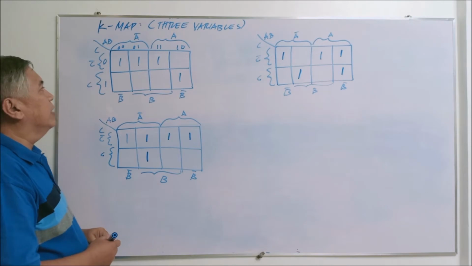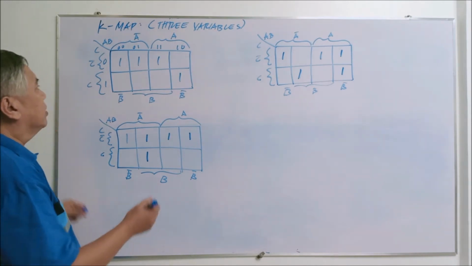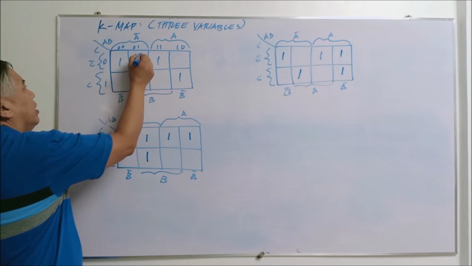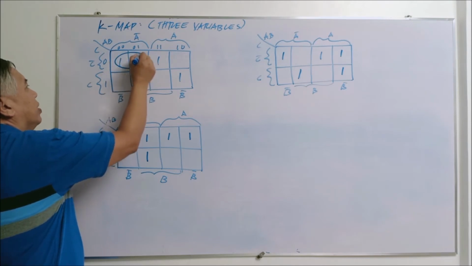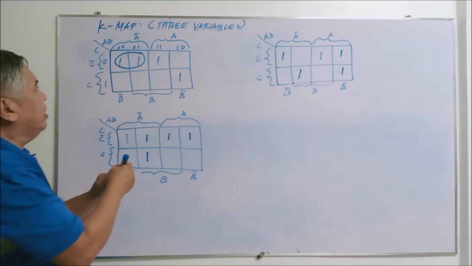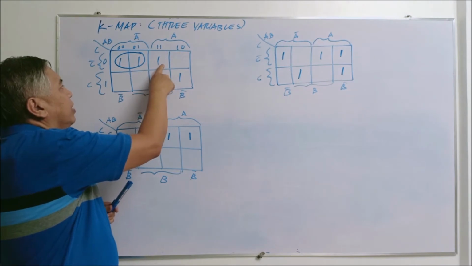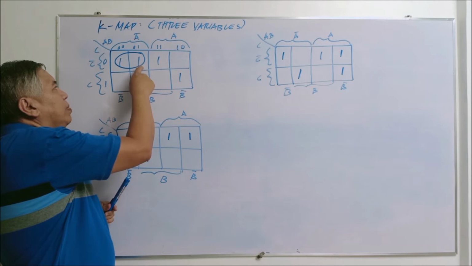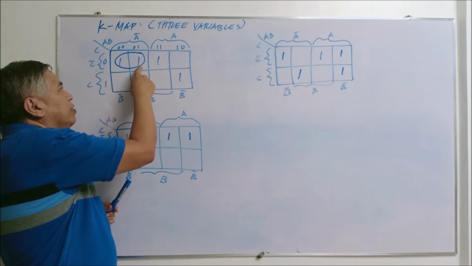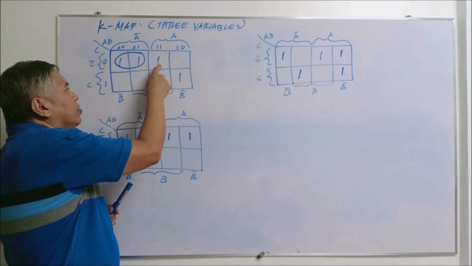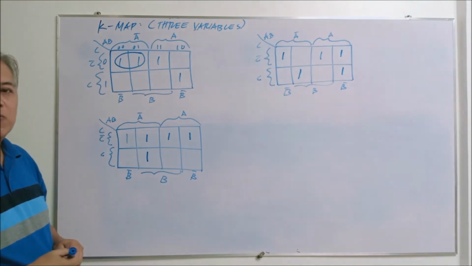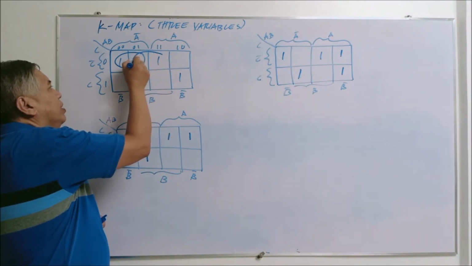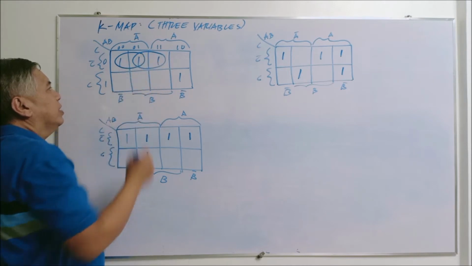What are these 2 adjacent cells? The first one is these 2 cells here. They are adjacent, so we group them as 1. Now, this one here is a cell which is adjacent to this cell here. Even if this cell is already grouped, we can use it to maximize the grouping of our cell. So this one here can be grouped into this particular cell.